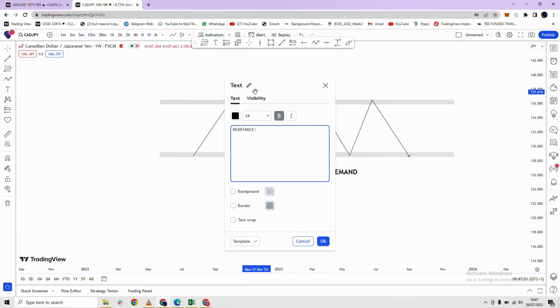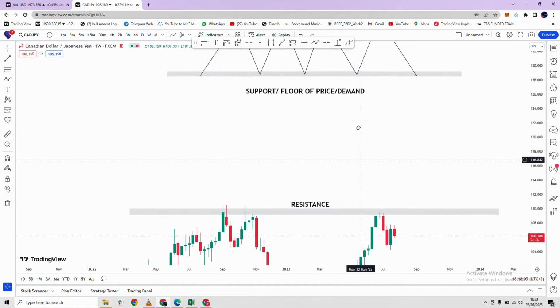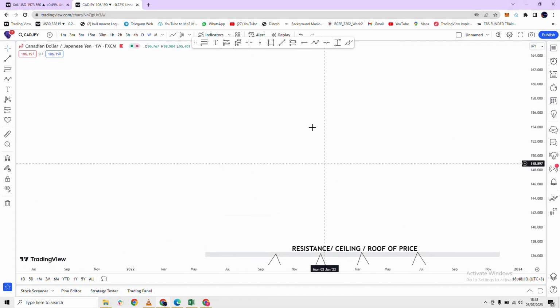So, areas within which we sell from are going to be areas of resistance, or I could call it the ceiling, or someone can call it the roof of price. These are terms I'm putting out there for someone to get to understand basic price. So this is the overall concept that we'll be trying to relate with entirely.